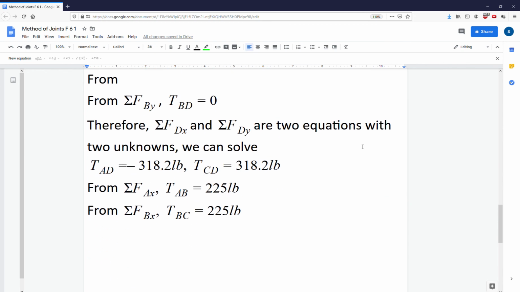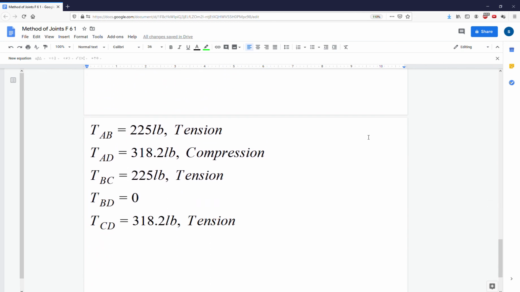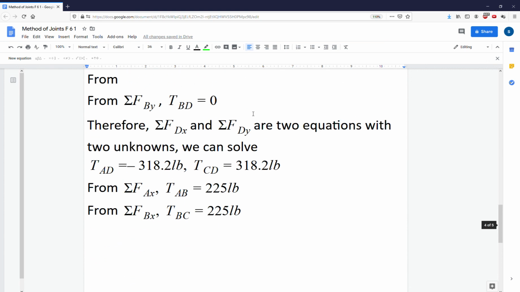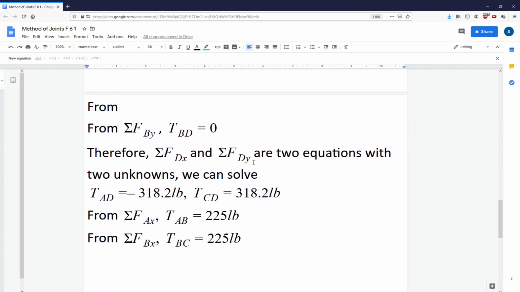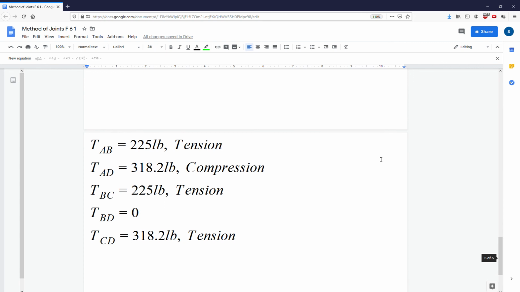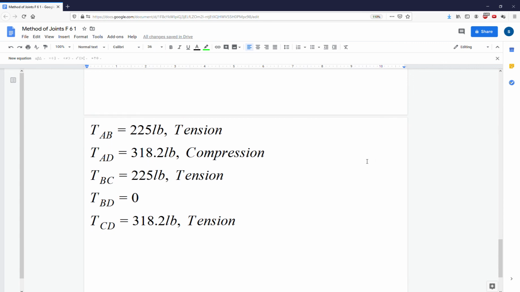So putting it all together, TAB is under 225 pounds of tension. TAD is under 318.2 pounds of compression. Remember, TAD was negative, so negative means compression. TBC was under 225 pounds of tension. TBD did not have any internal force. And TCD was under 318.2 pounds of tension.